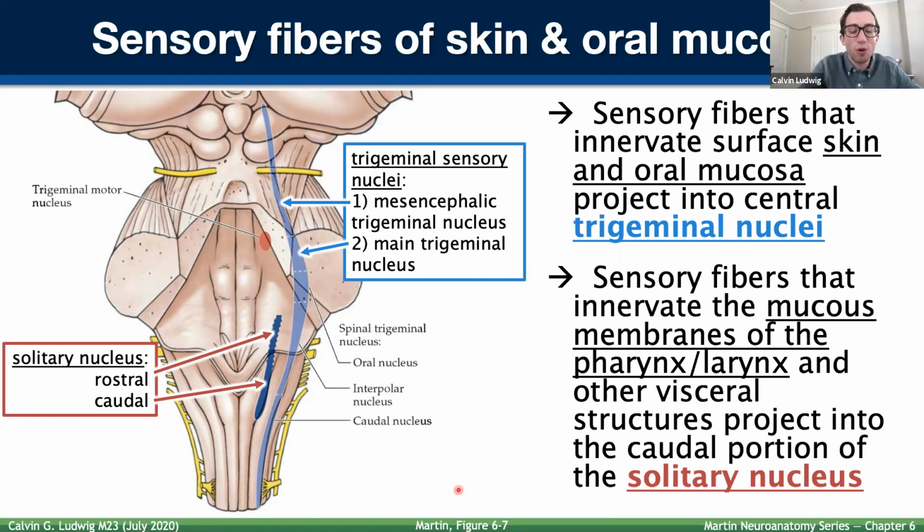Yes, I think there's more to come later, but I'm not sure I pointed out the exact cranial nerves that go to each of these structures. It was more descriptive. There's more detail, but like I said, I don't think I have the exact cranial nerves. So that's a good thing to point out, that particular cranial nerves go to particular nuclei in the trigeminal system.